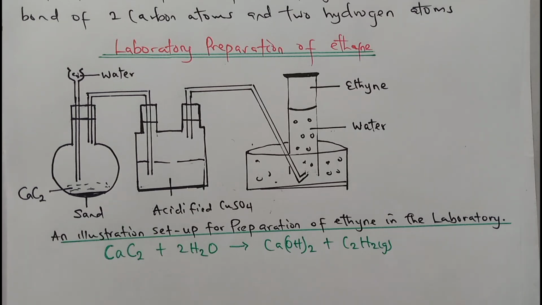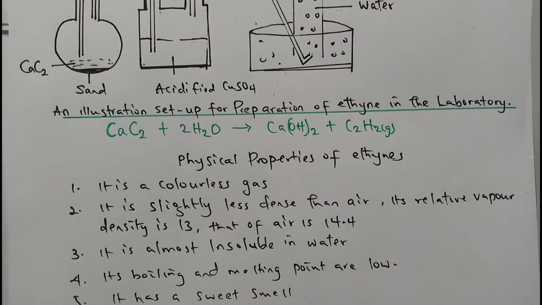Okay, let's look at the physical properties of ethyne. Ethyne gives us a sweet smell if we are checking by odor, and it's actually a colorless gas. When we compare it with air density, it is slightly less dense than air. Looking at the relative vapor density, air is 14.4, that of ethyne is 13, and it is almost insoluble in water. The melting and boiling points of ethyne are low.